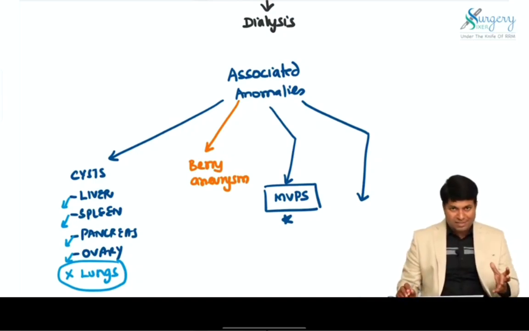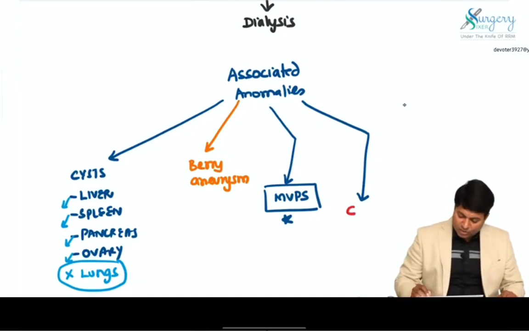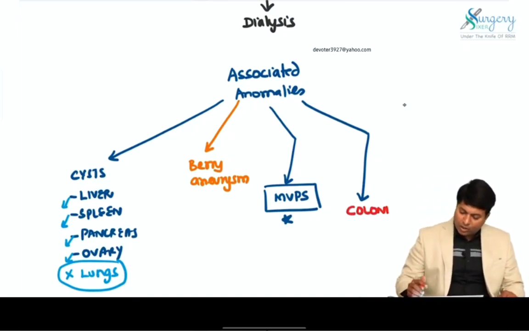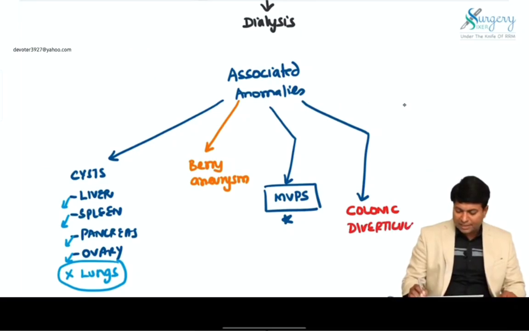And this is a question which is asked in exam. A patient with autosomal dominant polycystic kidney disease presents with sudden abdominal pain. The answer is colonic diverticulitis. Colonic diverticulitis is very common in these cases. So colonic diverticulitis is another important thing you should not forget.